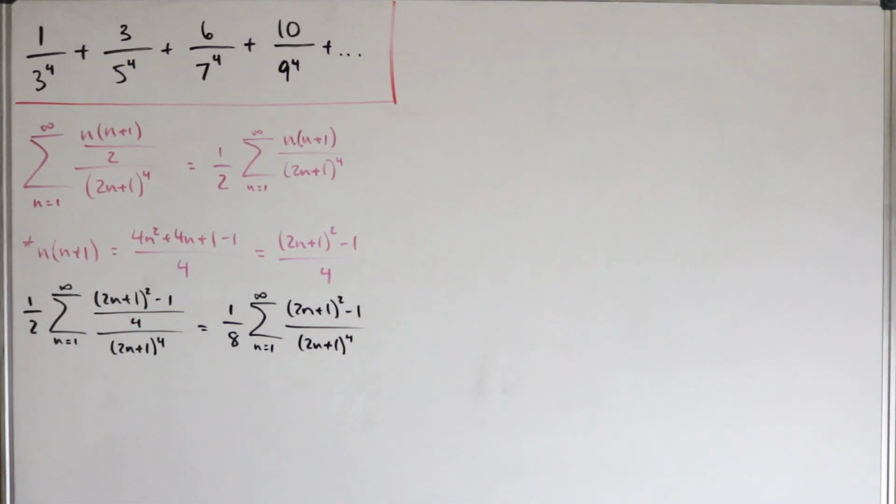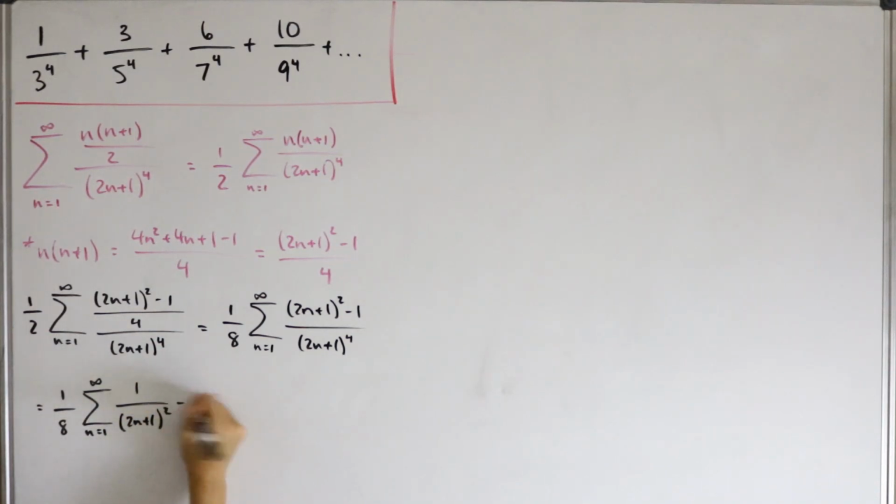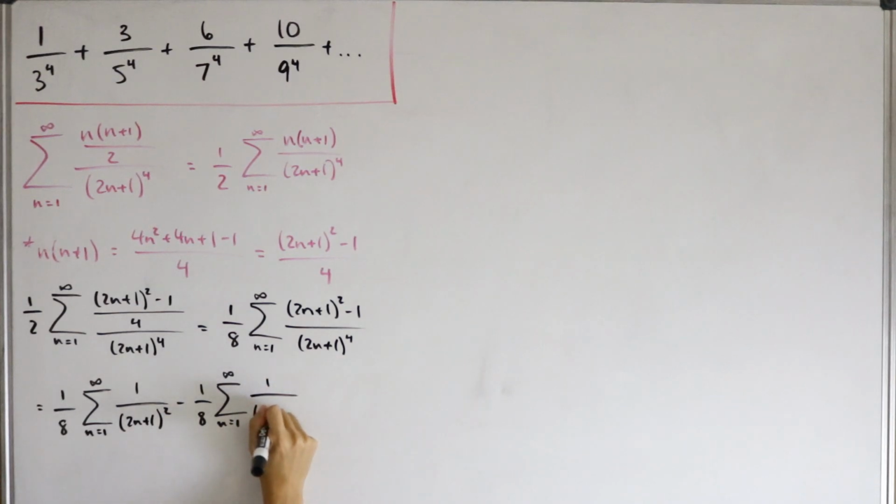And utilizing the nice property of linearity, we can split this up into the difference of two sums. For the first, I have 1 divided by 8 multiplied by our infinite sum, n equals 1. This cancels out the terms, so we have 1 divided by 2n plus 1 quantity squared, and then subtract 1 divided by 8 times our infinite sum, n equals 1, of 1 divided by 2n plus 1 to the power 4. So we have two sums that we're going to be dealing with. The main issue that arises is how do we compute such sums?